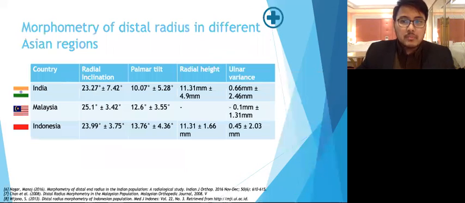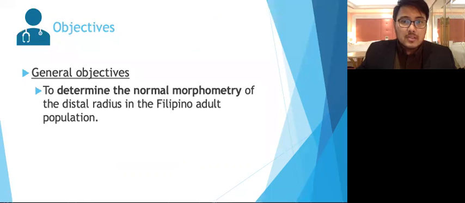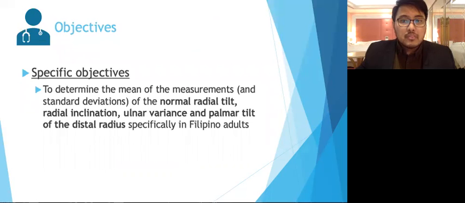This is the summary table of the data we gathered from parallel studies done in Asia. This shows that there are still statistically significant differences in some of these radiographic parameters among the select countries. So the goal of this study was to determine the mean normal morphometry of the distal radius in the Filipino adult population, by determining the mean of the measurements, including their respective standard deviations, of the normal radial height, radial inclination, ulnar variance, and palmar tilt of the distal radius of my sample population.